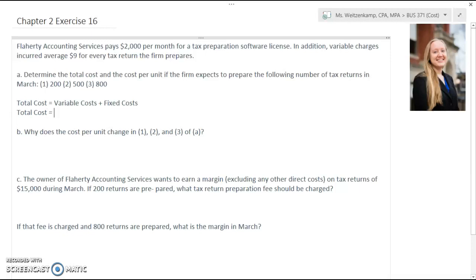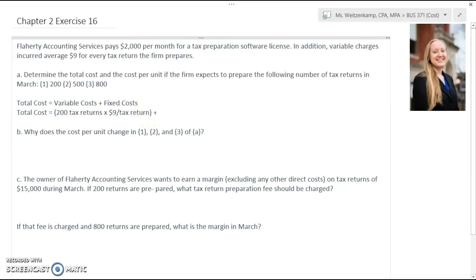So to start off with our variable costs, we need to figure out the number of tax returns. Well, first, under our number one assumption, we're assuming we are going to produce 200 units. So that is 200 tax returns. We then want to multiply that times the variable cost per tax return. So $9 per tax return, or $9 per unit. Together, the $9 per tax return times 200 tax returns is our variable cost.